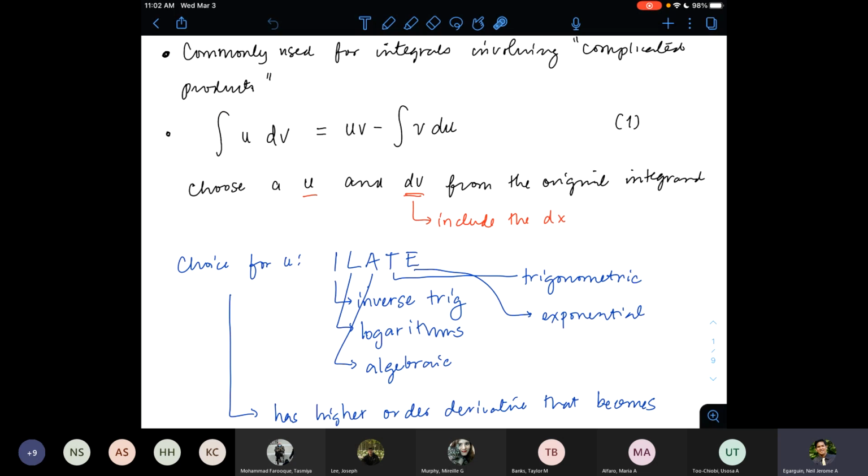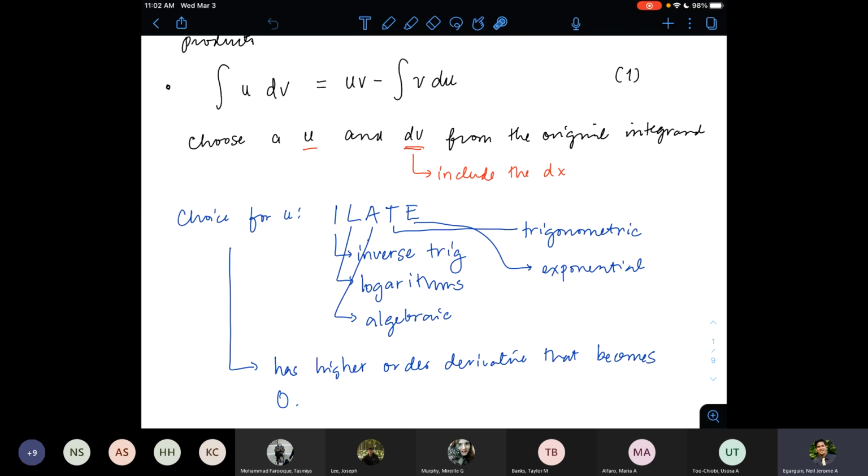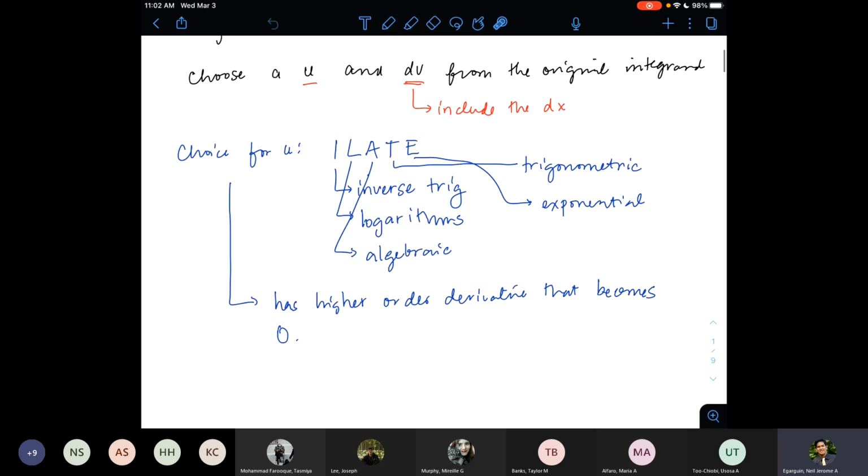Aside from that very general criterion, we have this mnemonic which tells us the order of precedence for choosing the u. The choice for u should go like this in hierarchy. The priority would be the inverse trig functions, next the logarithmic functions, algebraic functions, trigonometric functions, and exponential functions. This is a general guideline which works in most cases, but there are a few exceptions. If that won't work, then you need to reverse your choice, right?